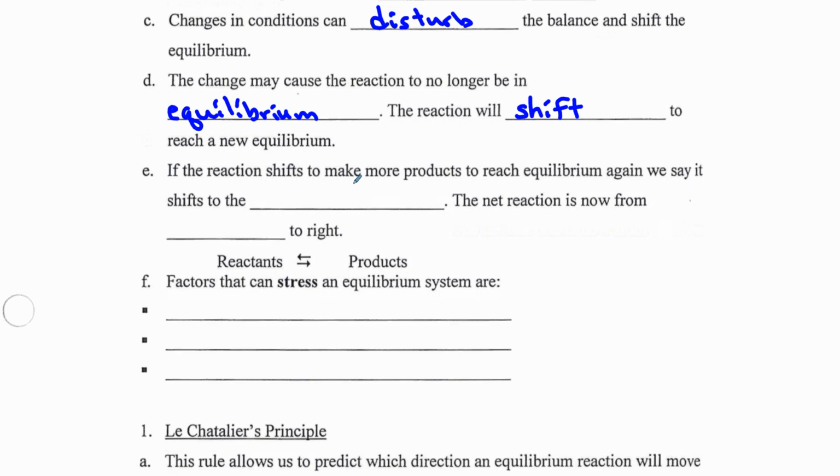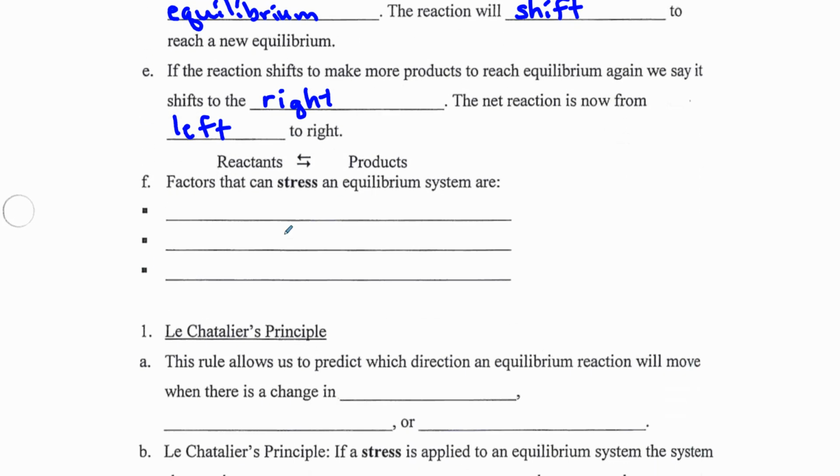So if the reaction shifts to make more products to reach equilibrium, again we say it shifts to the right. Okay, so to the right means it's shifting in the forward direction. If it's moving in the forward direction, it's making more products. So that's a shift to the right. The net reaction is now from left to right. So here's kind of our basic idea: reactants on the left, products on the right, and the double arrow is just showing that it's going both directions.